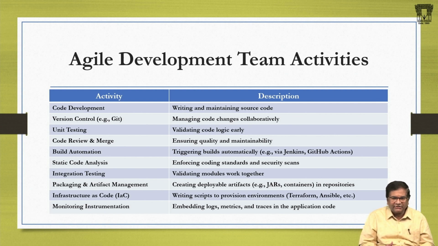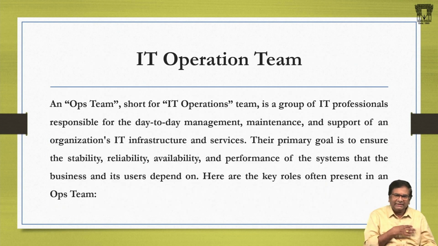And monitoring instrumentation, like any embedded logging, writing the logs and getting the logs done, and metrics and traces in the application code. So these are all the activities done by the agile development team. Now let's focus on what the IT operations team is.